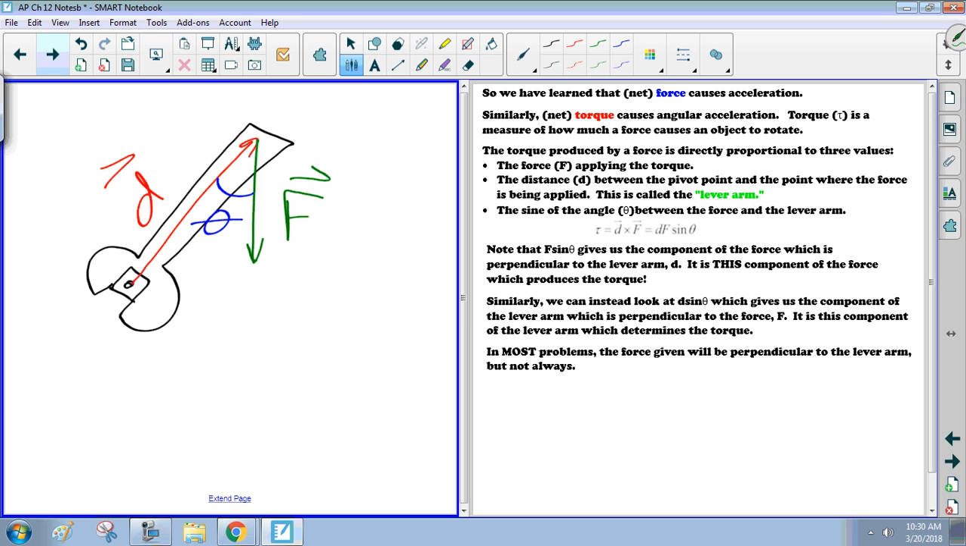If I wanted to just do D times F and not worry about angles, what would I have to do first? Find a component, right? So there are two ways you can do it. I think the intuitive way would be to say, all right, my lever arm is this vector, but really, all I care about is the perpendicular component of that. So I would find that length there and multiply it by the force. It is, yes, but you won't always be given this angle. You know what I mean? Sometimes the problems are a little bit more complicated.